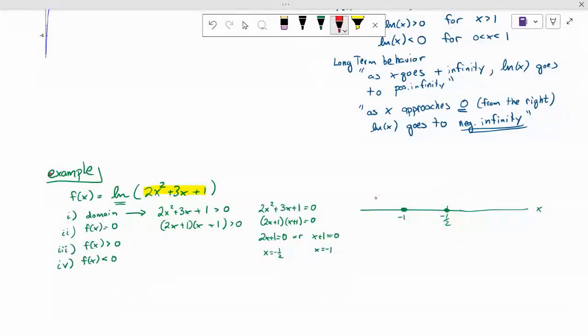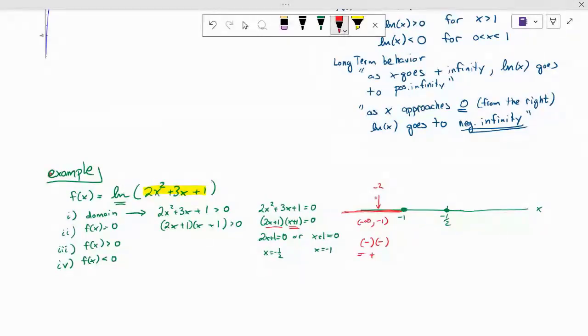Then we can use test values. Maybe -2 for the interval from negative infinity to -1, and plug that into our factors. So 2x plus 1 would be negative if x is -2, and the second factor, x plus 1, would also be negative. So at the end of the day, that's positive, right? So the interval from negative infinity to -1 is part of the domain because it's positive and we can take logs of positive numbers.